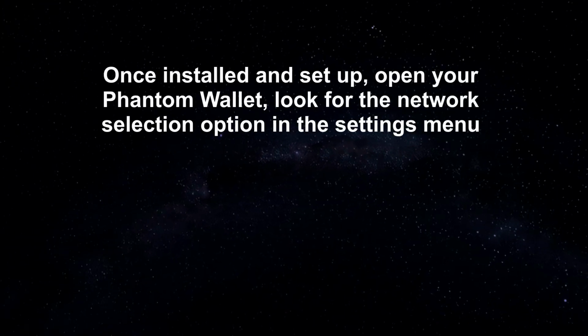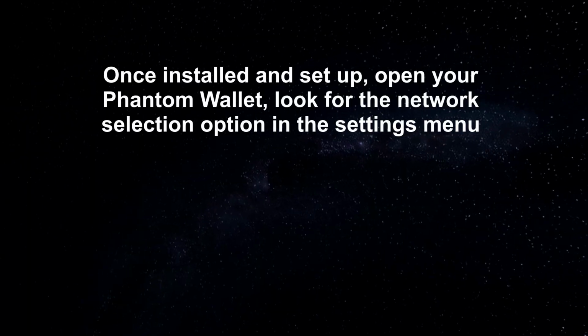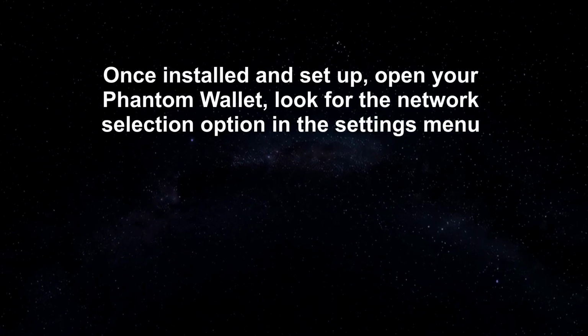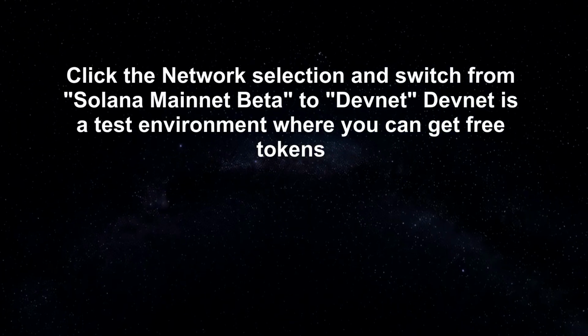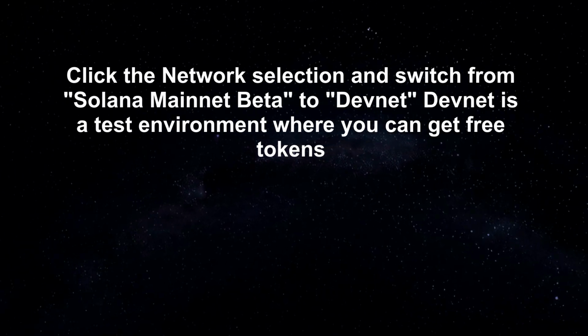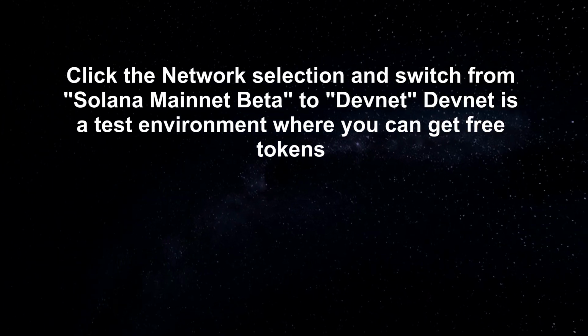Once installed and set up, open your Phantom wallet. Look for the network selection option in the settings menu. Click the network selection and switch from Solana Mainnet Beta to Devnet. Devnet is a test environment where you can get free tokens.